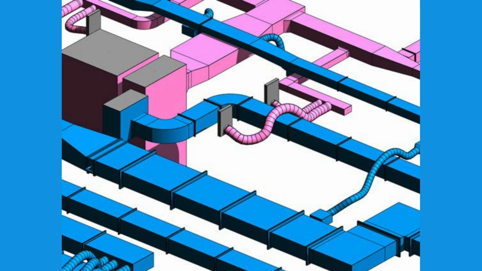Duct design is a crucial part of HVAC systems, as it ensures conditioned air reaches all parts of a building efficiently. Here's a breakdown of the key factors involved in duct design for HVAC systems. 1. Determining system requirements. The first step involves calculating the heating and cooling loads for each conditioned space.